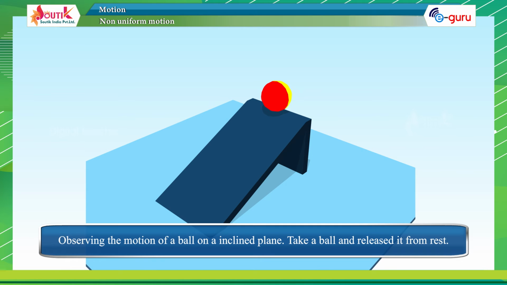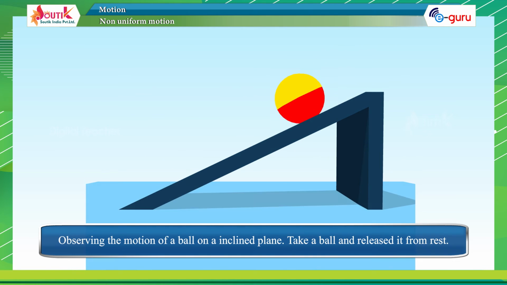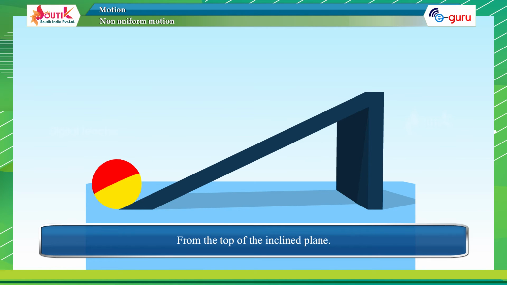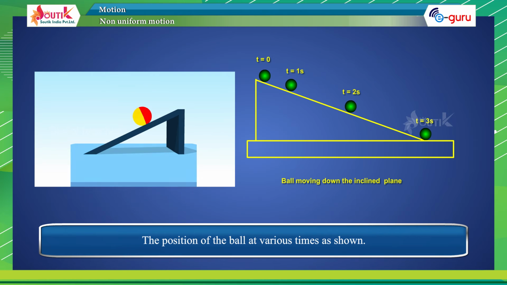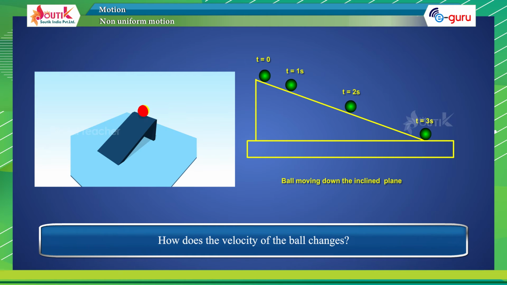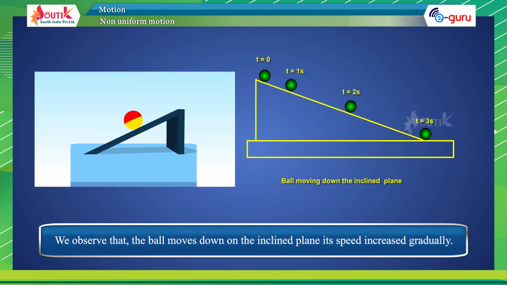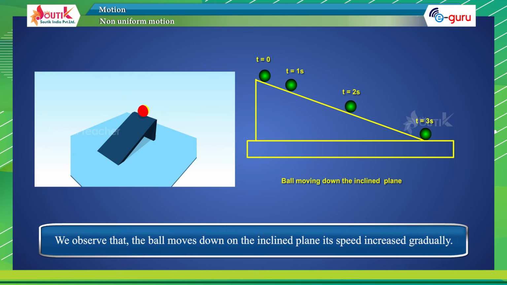Observing the motion of a ball on an inclined plane. Take a ball and release it from rest from the top of the inclined plane. The position of the ball at various times is shown. What is the path of the ball on the inclined plane? How does the velocity of the ball change? We observe that as the ball moves down the inclined plane, its speed increases gradually.